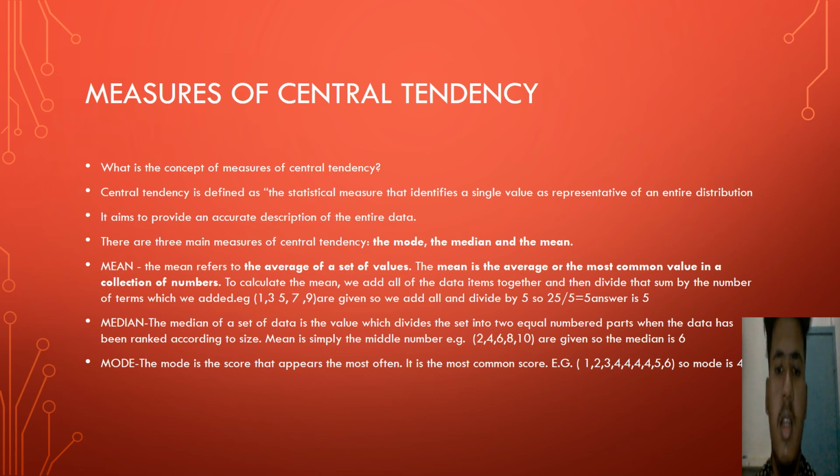Mode is the score that appears the most often. It is the most common score. Example, the numbers given are 1, 2, 3, 4, 4, 4, 5, 6. So the mode is 4.